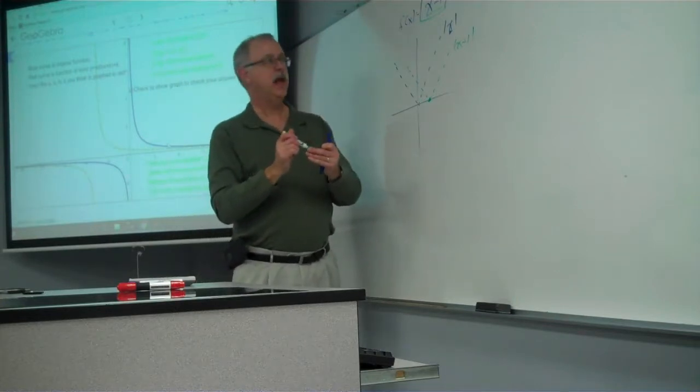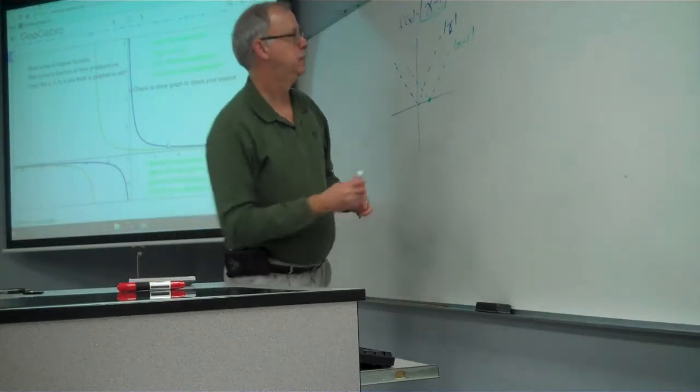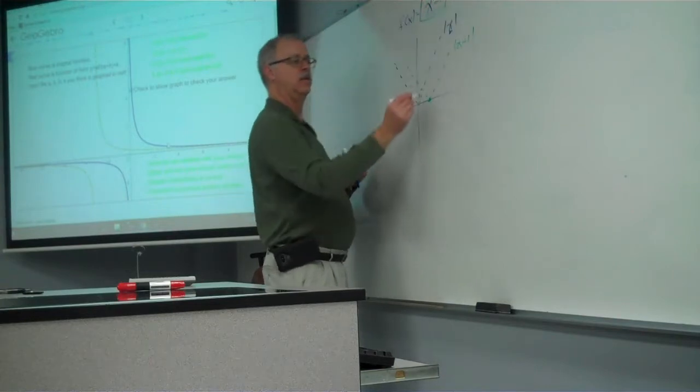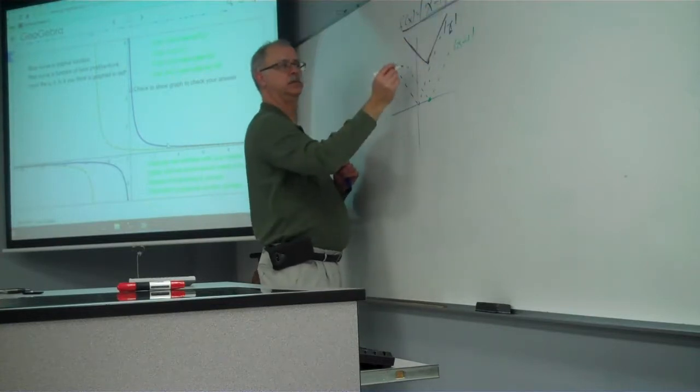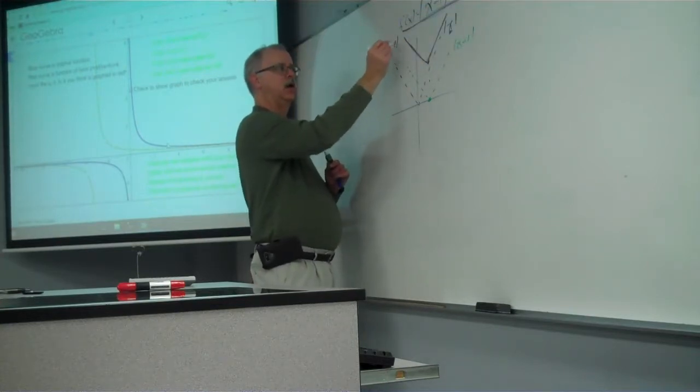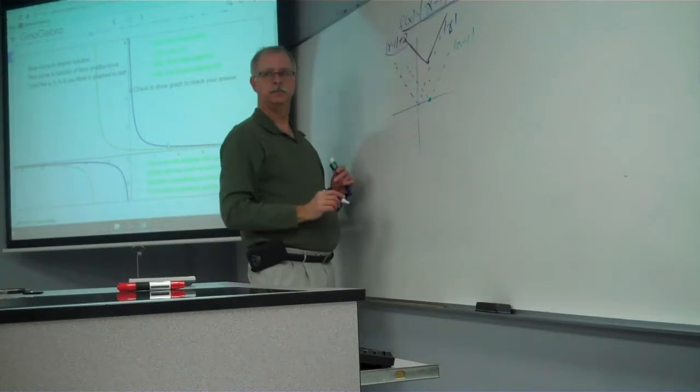And then what happens when we add 2 to that? That moves everything up 2 units. So here's our final graph for the entire function. The absolute value of x minus 1 plus 2.